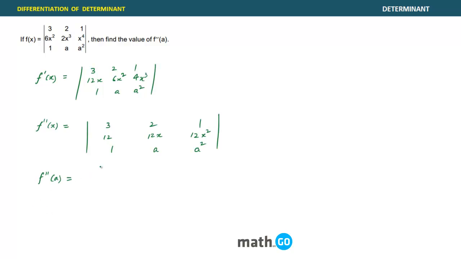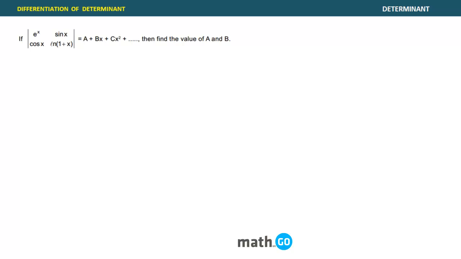So now you just put the value of a here, and we can see that 12 is coming out common. So I can take 12 common. This will be 3, 2, 1. This will be 1, a square, and the third row is 1, a square. Two rows are the same. That means this is nothing but 0. So the answer that you were looking for is nothing but 0. This is how you find the derivative of a determinant. Okay, let's take the next problem.